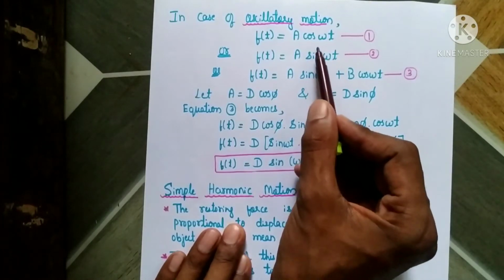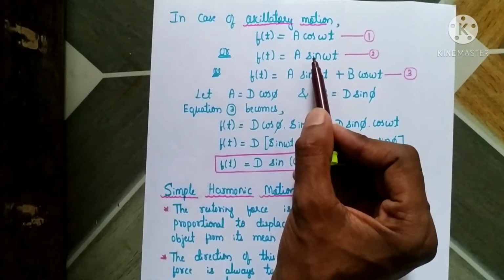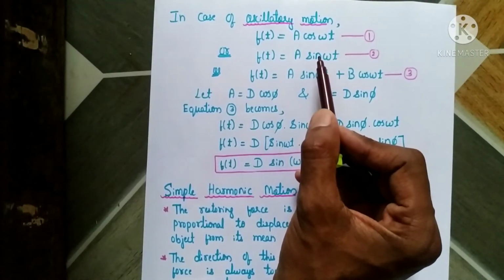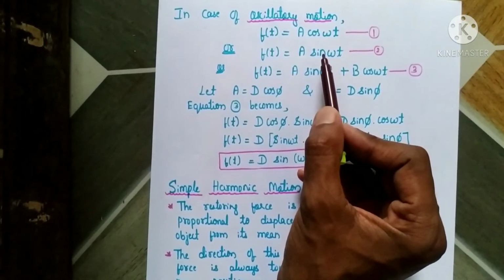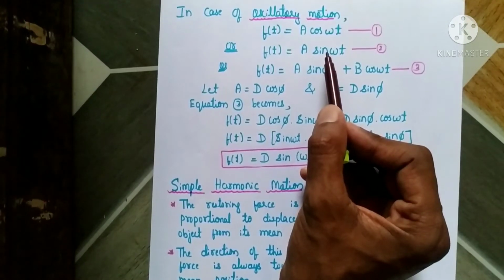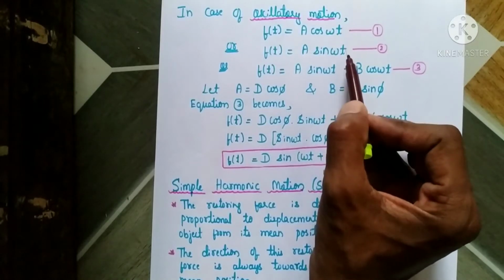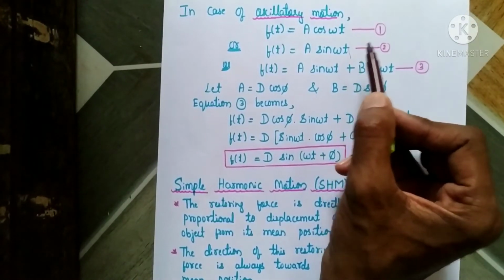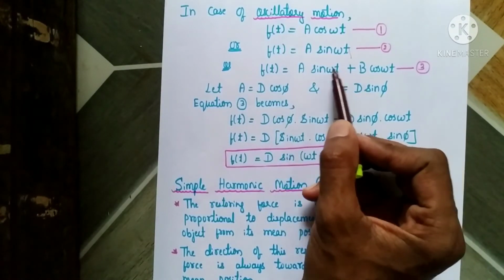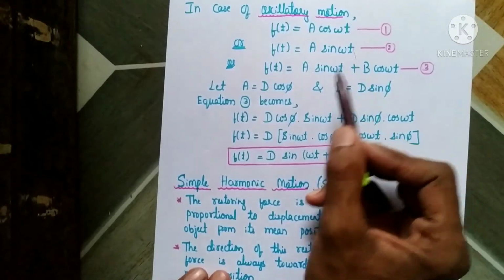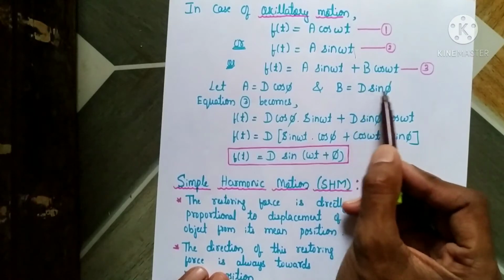Just now I said cos and sine are both periodic functions. Why are they periodic functions? Because their values repeat after every 2 pi radians. So that's why we call them periodic functions. These are the three different ways we can represent the displacement. Now I want to write equation 3 in the form of a single function. So in place of A I will take D cos phi, and in place of B I will take D sin phi.